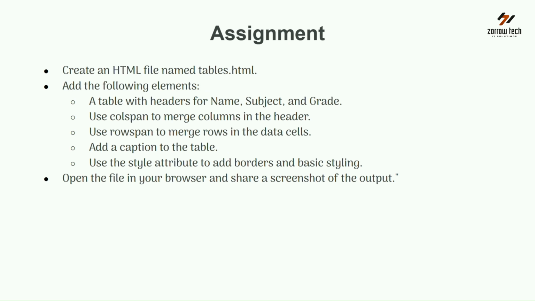Assignment. Here's a simple assignment for you. 1. Create an HTML file named tables.html. 2. Add the following elements. A table with headers for name, subject, and grade. Use colspan to merge columns in the header. Use rowspan to merge rows in the data cells. Add a caption to the table. Use the style attribute to add borders and basic styling. 3. Open the file in your browser and share a screenshot of the output.